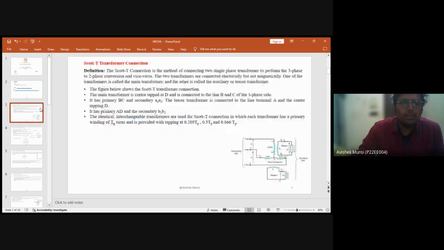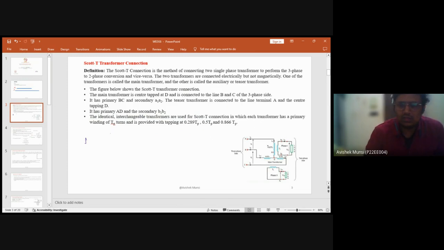Moving to the topic. What is a Scott transformer basically? A Scott transformer, as we know from the notes, is a method of connecting two single phase transformers to form a three phase transformer.